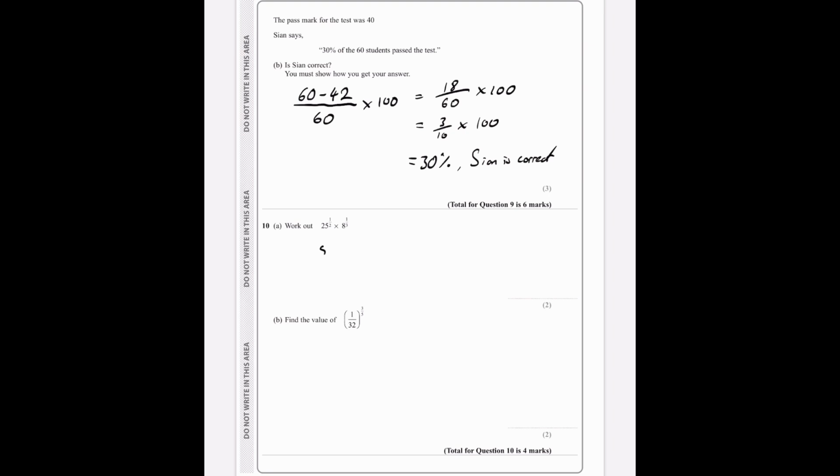All right, 25 to the power of a half is 5. So the square root of 25. 8 to the power of a third is 2, cube root of 8, so 5 times 2 is 10. The fifth root of 1 over 32 is a half, and a half cubed is an eighth.